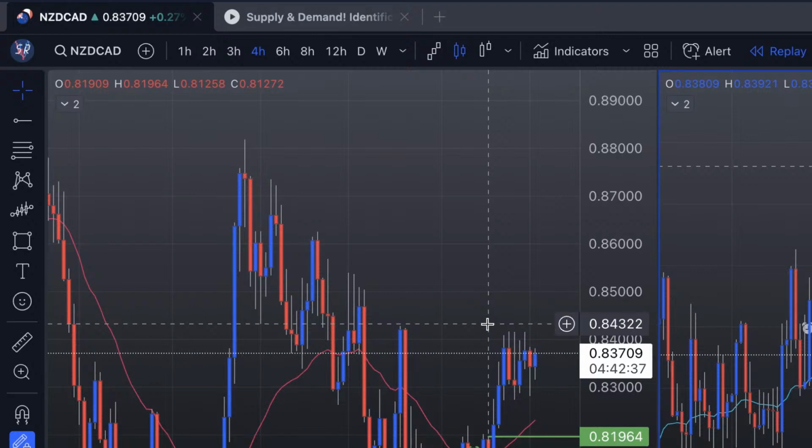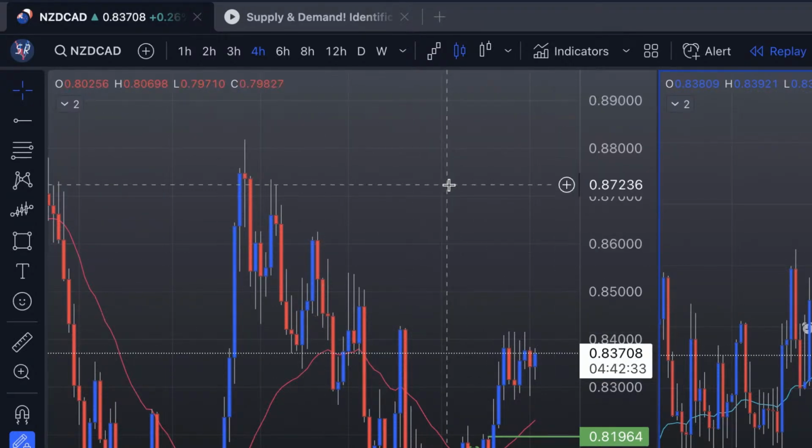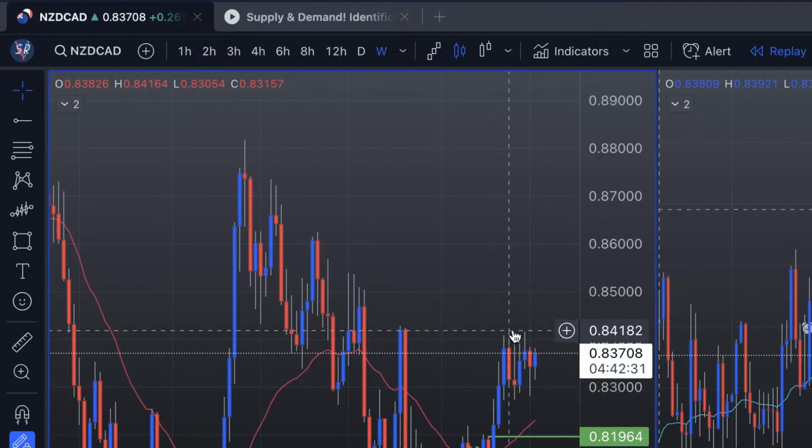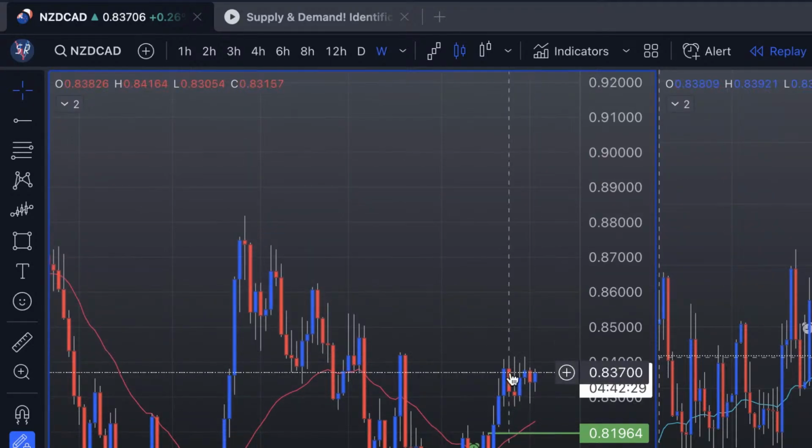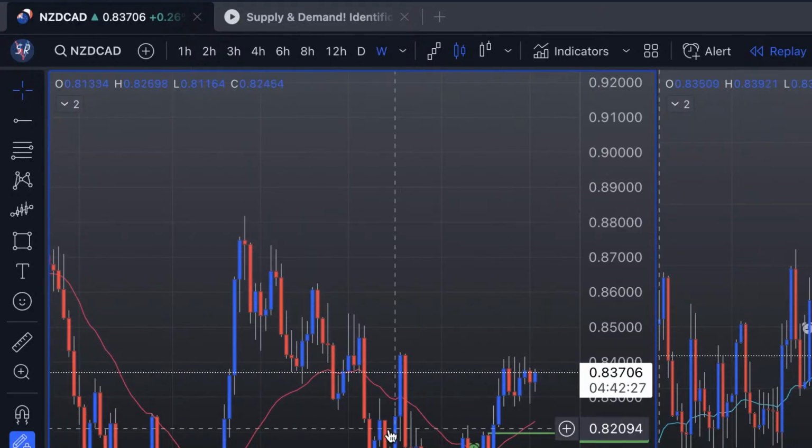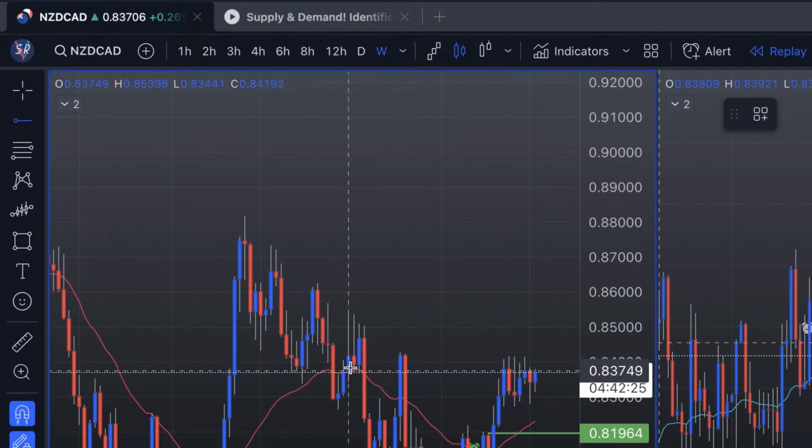Some traders would be looking at a breakout here, and then they'd obviously want to see price break out of the range and move significantly higher. What they might not be looking at is this supply, though.